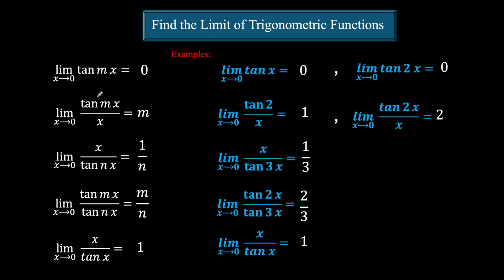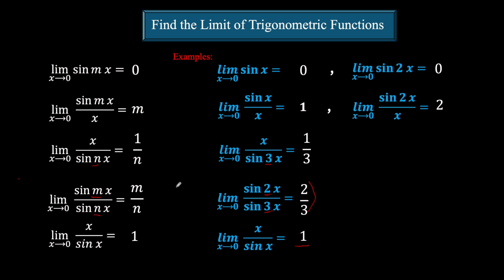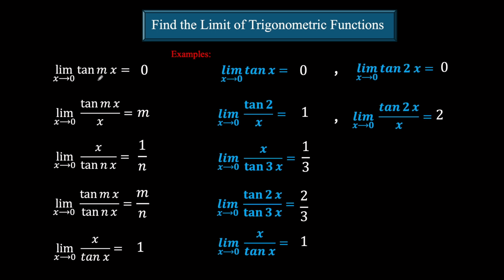Now coming to tangent. Tangent follows the same rules as the sine. Here we have tangent mx is equal to 0, and tangent mx over x is equal to m. The same things apply; we saw that the same things apply to sine also. So what you do for the sine to find the limit, you do the exact same thing for the tangent. So they are identical, we can say, while finding the limit.